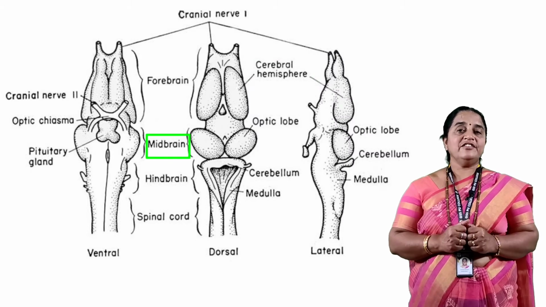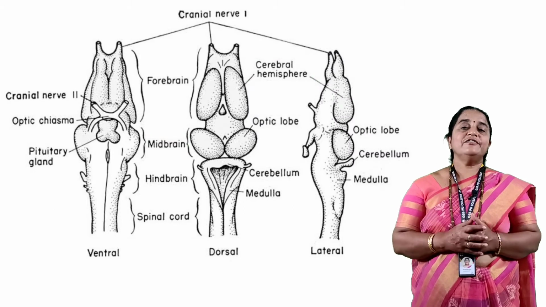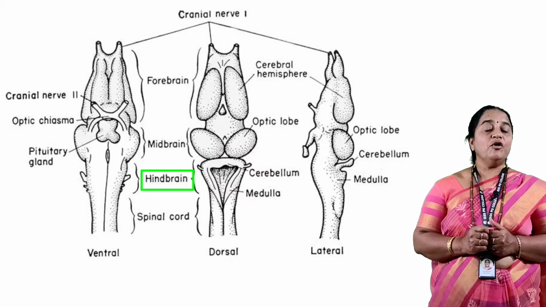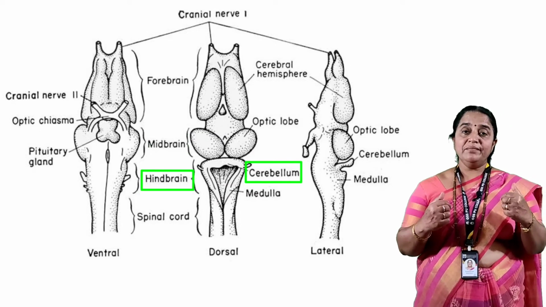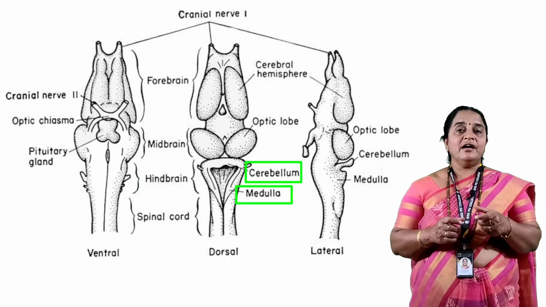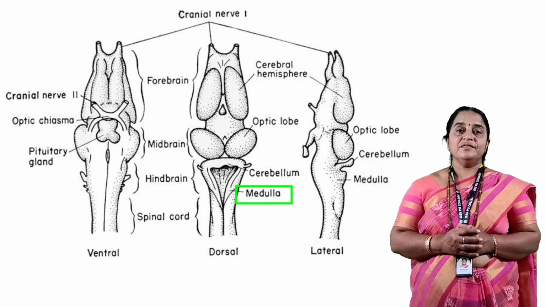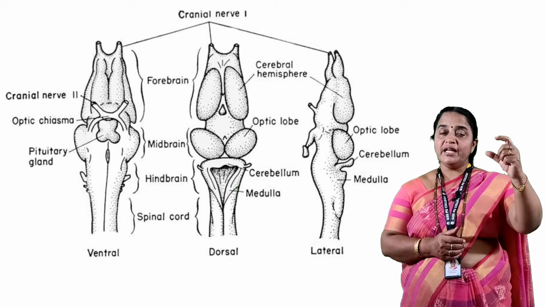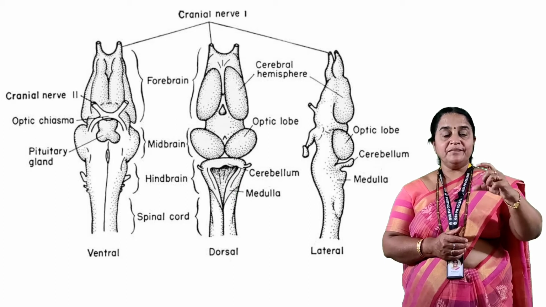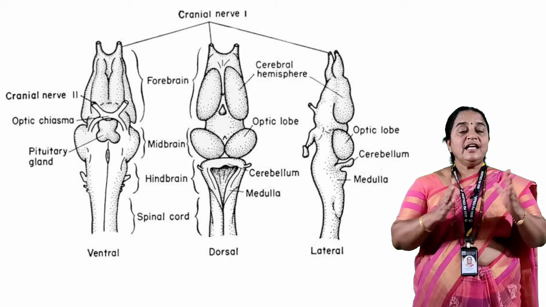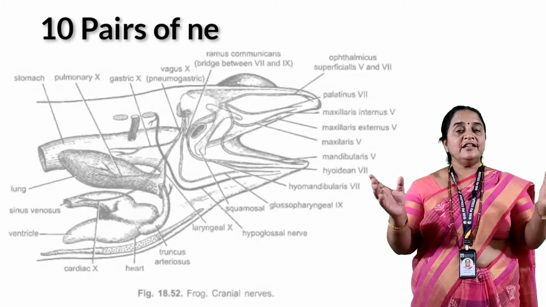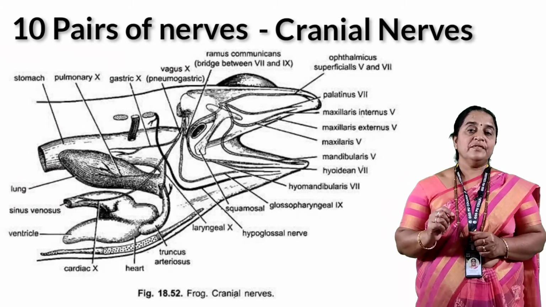Midbrain is a stalk-like structure which connects with the hindbrain. Hindbrain comprises cerebellum, medulla oblongata, and pons varolii. These are the parts of forebrain, midbrain, and hindbrain. From this brain, 10 pairs of nerves are arising. These are called cranial nerves.